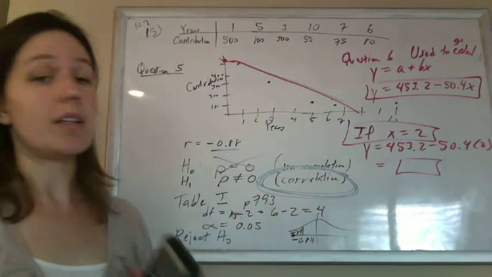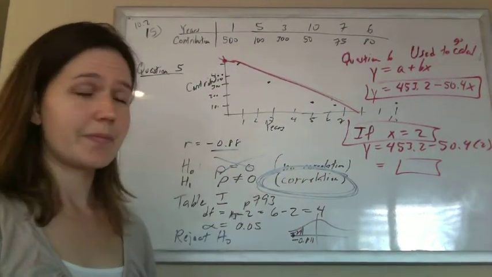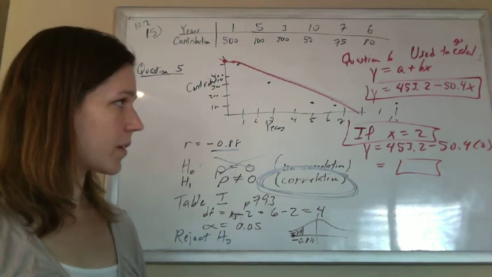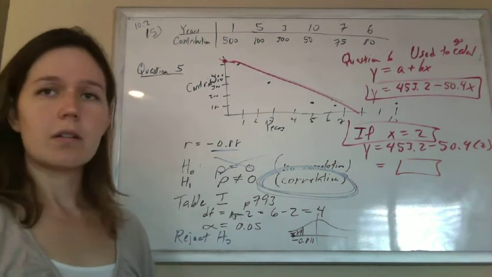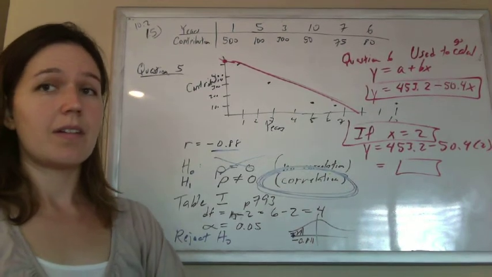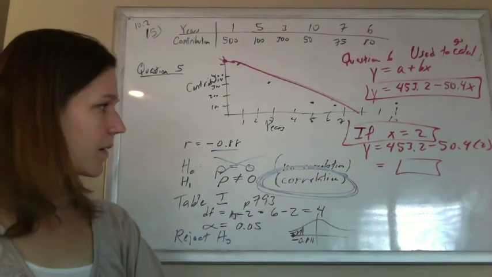It shows you what the problem is. Y equals a plus bx. The hypothesis is when it equals 0. The null hypothesis is when it doesn't equal 0.